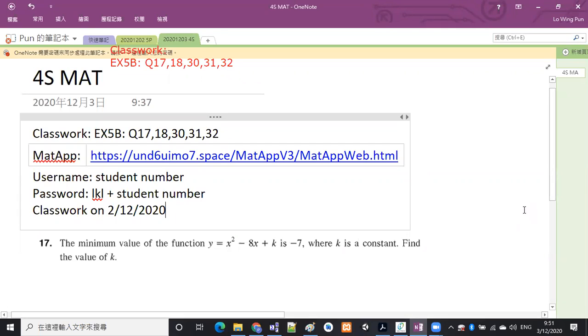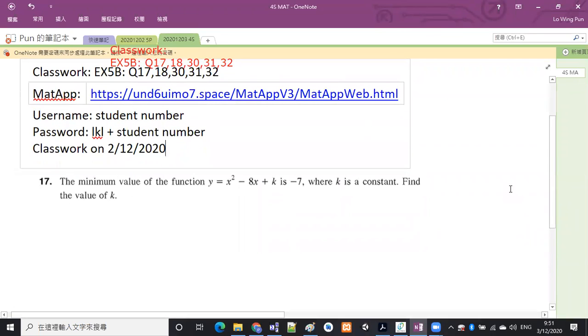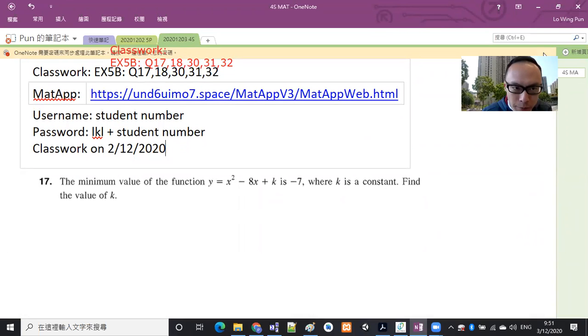Yesterday we were talking about how to find the maximum value, minimum value, and axis of symmetry and coordinates of vertex of a quadratic function. Okay, and then today we are going to do a little bit more exercise on this type of functions, and finding maximum value, minimum value, and so on.